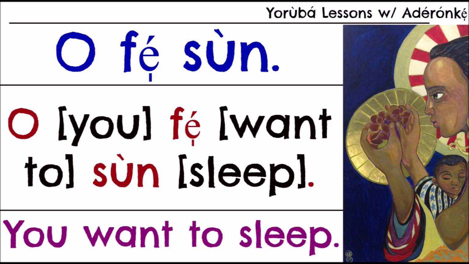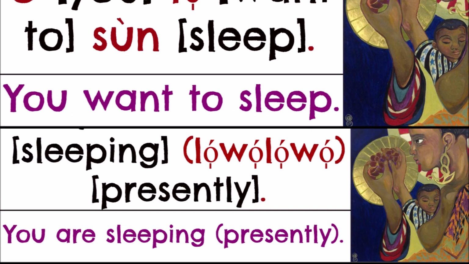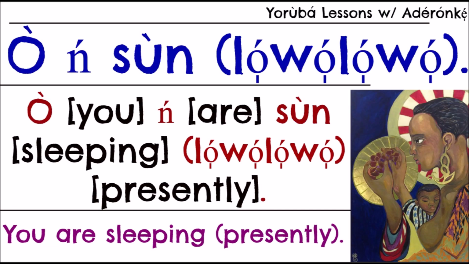Why don't you just lie down? Ó fẹ́ sùn. You want to sleep. Ó fẹ́ sùn. Ó ń sùn lọ́wọ́lọ́wọ́. Like I said about the lọ́wọ́lọ́wọ́, you can include lọ́wọ́ or lọ́wọ́lọ́wọ́, or even exclude the word totally. But when you include it, you're giving it the sense of something that is happening in the present or present continuously.